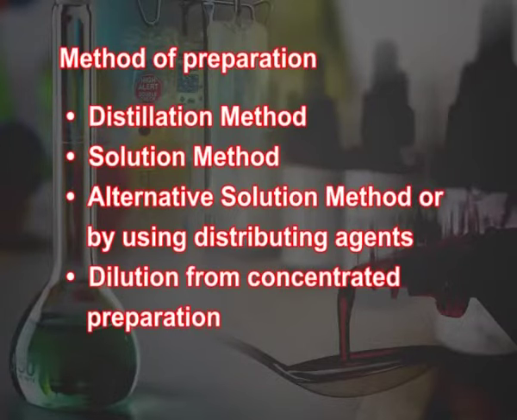Next method is dilution from concentrated preparation. A concentrated aromatic water is prepared as per the formula given in the pharmacopoeia. Then 1 ml of concentrated aromatic water is diluted with 39 ml of purified water IP and mixed.